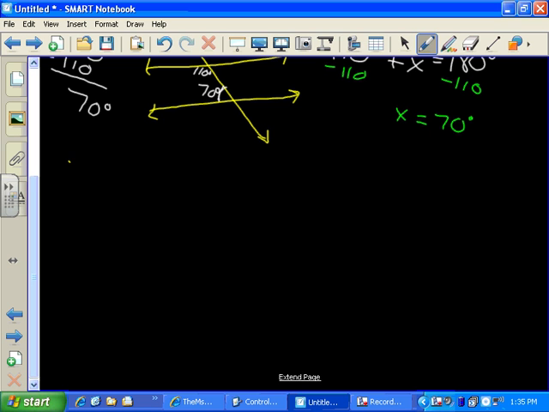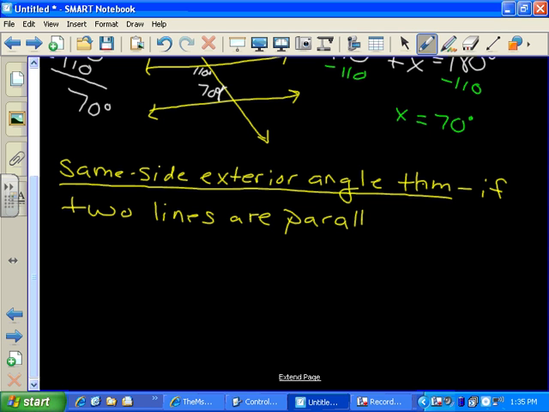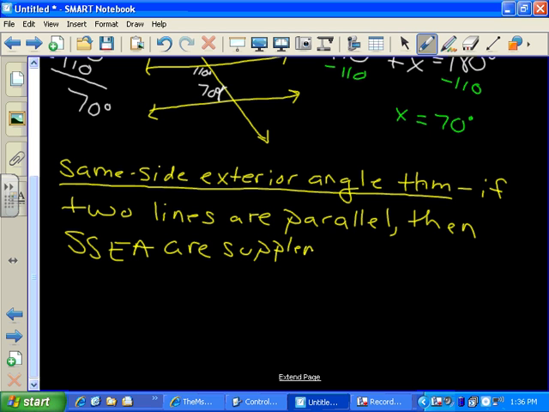The same side exterior angle theorem reads pretty much the exact same thing. If two lines are parallel, then same side exterior angles are supplementary. Exact same thing as the other ones.